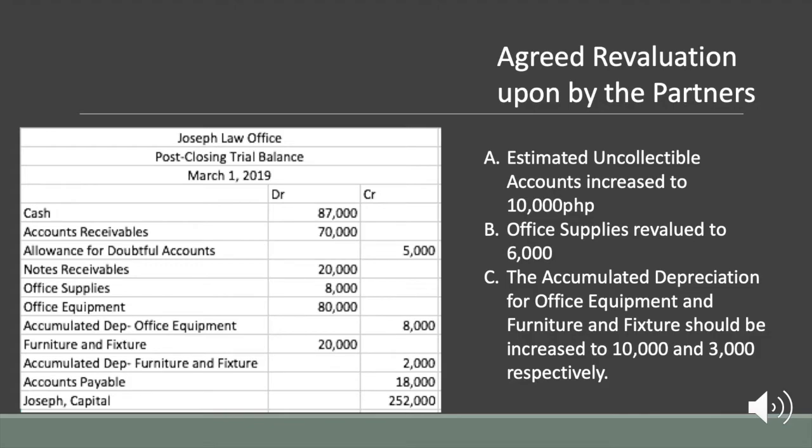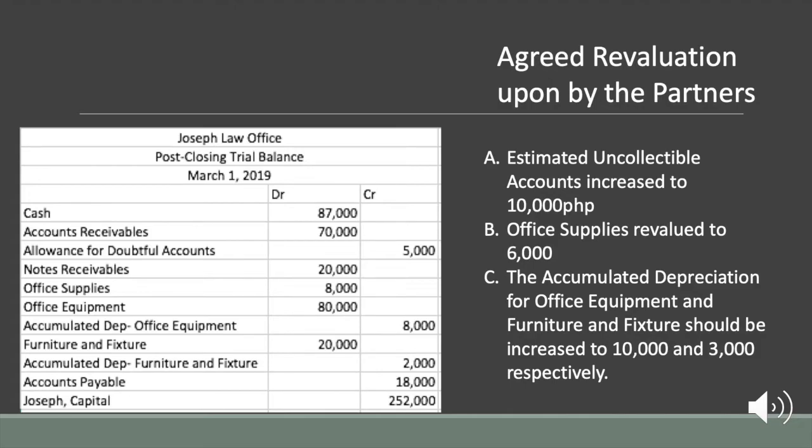So for the first one, we would increase uncollectible accounts to 10,000. That's the allowance for doubtful accounts should be increased by 5,000 pesos in order to be 10,000 pesos, which was the agreed revaluation by the partners. While office supplies revalued to 6,000, then office supplies, which is amounting to 8,000, should be decreased by 2,000.